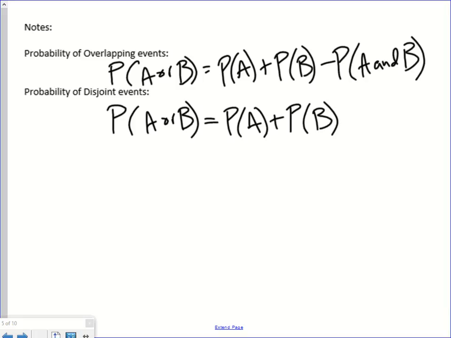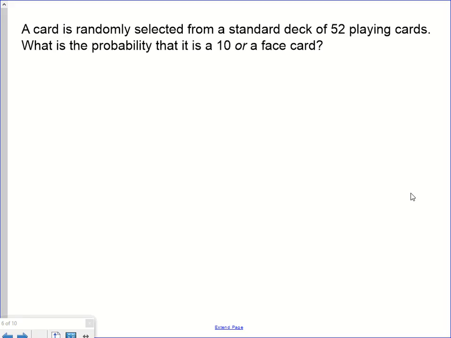The way you can help to remember this is if we have overlapping events, when we do probability, we accidentally count that middle part twice, the part that overlaps. So that's why at the end, we subtract that part away. We subtract it away to account for the fact that we double counted it, and we don't want that to mess up our probability. Let's see how this gets applied.